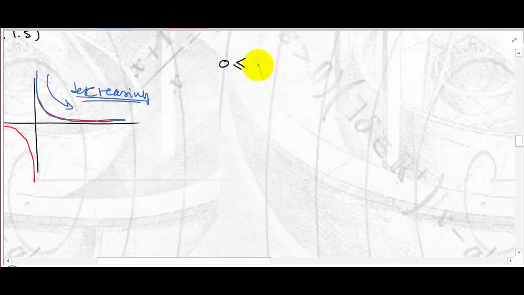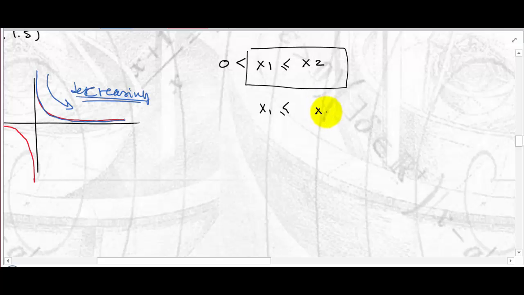So look, you have 0 strictly smaller than x, because I cannot divide by 0. 0 smaller than x1, smaller than or equal to x2. Let's multiply both sides of this inequality by 1 over x1. Can I do that? Am I allowed to do that? You can multiply both sides of an inequality by a number. 1 over x1 is positive because x1 is positive. Therefore, I am not going to switch my inequality.